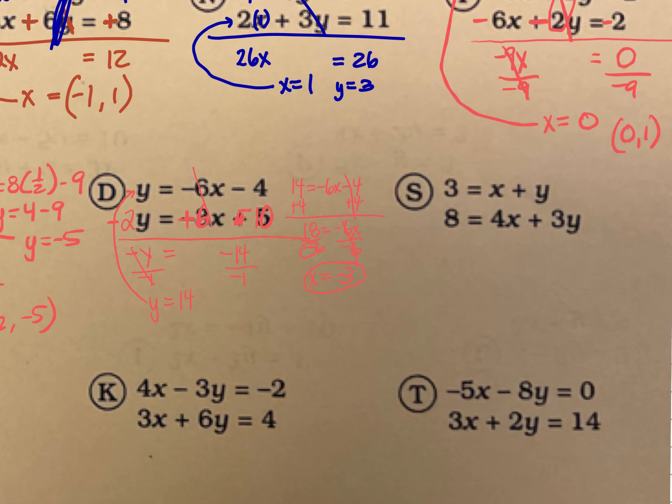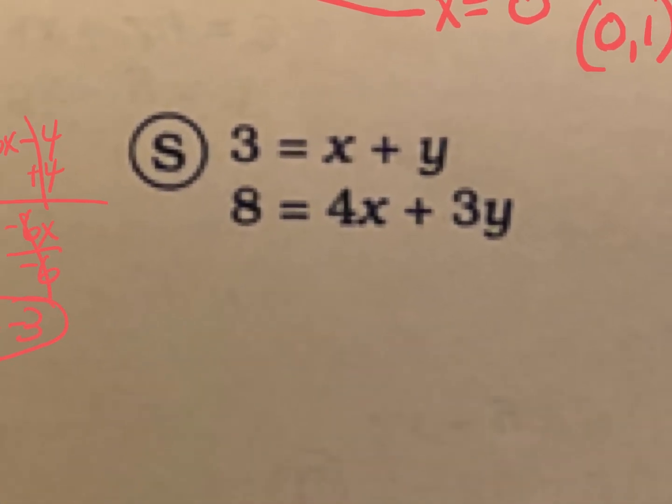Okay, when I look at this one, I can either multiply the top by 3 to get the y's to cancel each other out, or by 4 to get the x's to cancel each other out. I don't know, it doesn't matter. It'll work out either way. I'll do the 4s. So I'll make everything on top 4 times bigger. So this is 12, this is 4x, this is 4y.